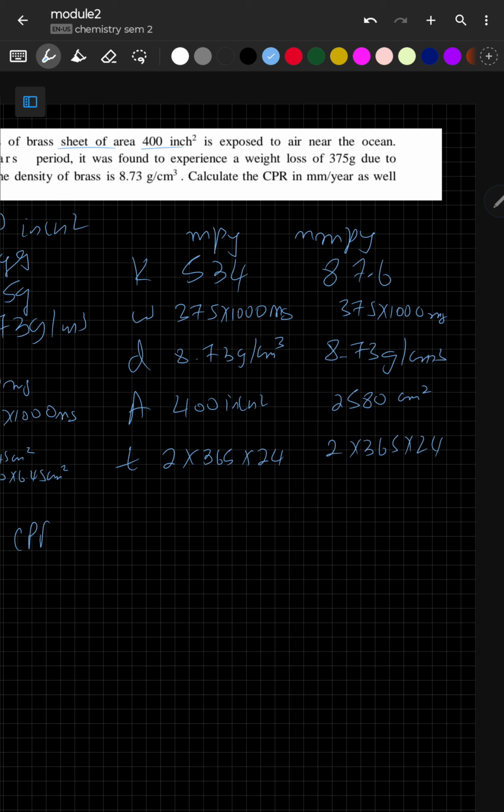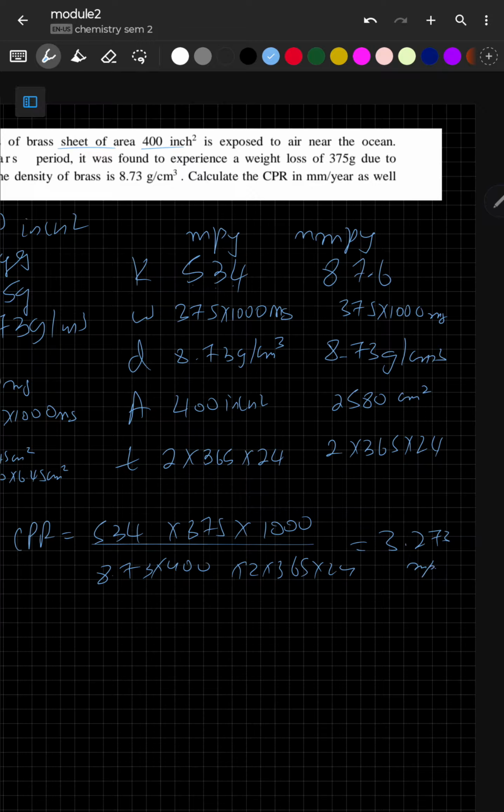Now let's calculate CPR. First in MPY, K is 534. How did I remember? 3, 4, 5 and here 8, 7, 6. Okay. So 534 into 375 into 1000 divided by 8.73 into 400 into 2 into 365 into 24. So I am getting 3.273 MPY. I'll just go on cross checking the answers now itself.